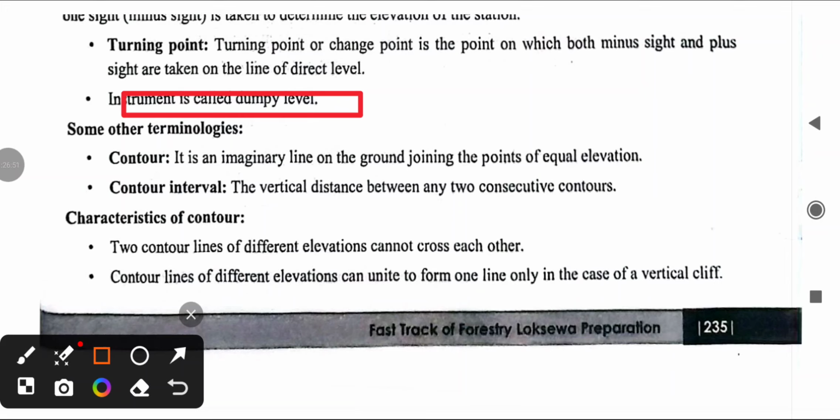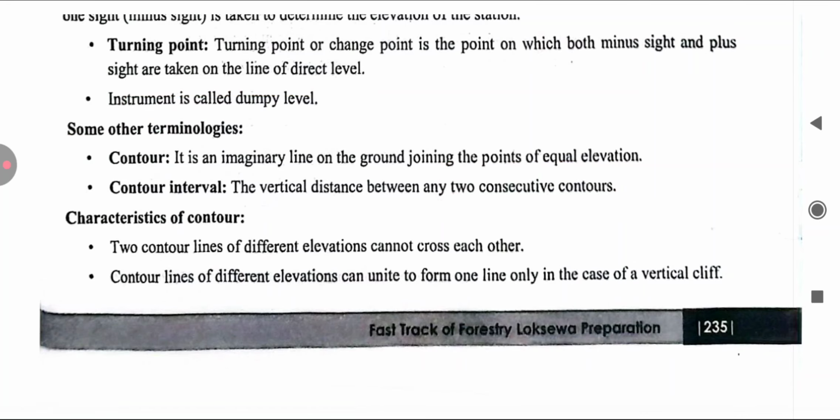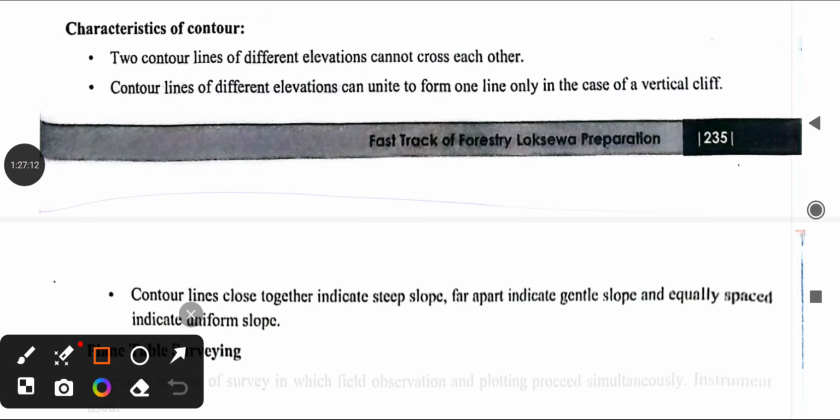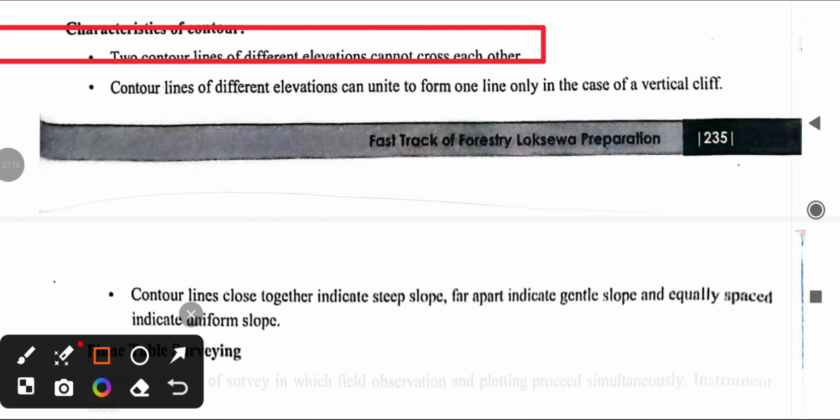Some other terminologies. Contour is an imaginary line on the ground joining points of equal elevation. Contour interval is the vertical distance between any two consecutive contours. Characteristics of contours: two contour lines of different elevation cannot cross each other. Exactly. Contour lines of different elevation can unite to form one line only in the case of a vertical cliff.